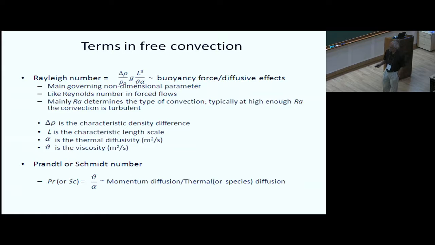So in the experiments I'm going to be talking about, we have a Prandtl number of the order of 7 if it is using heat in water. And also we use salt to create the density difference, in which case the Prandtl number, the Schmidt number, is of the order of 600 to 700.